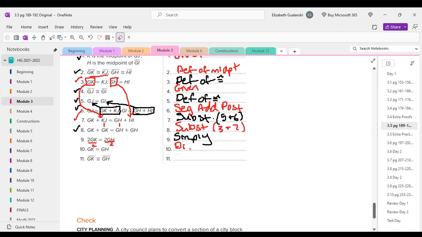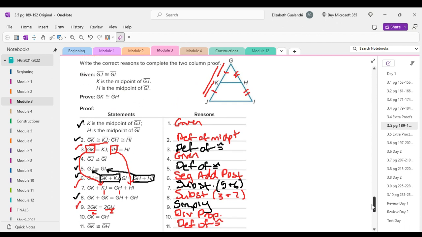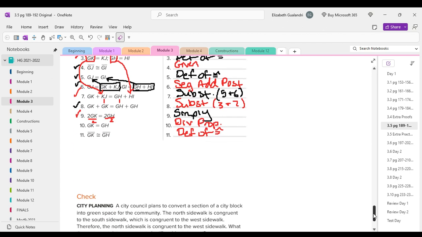So this is our division property. If all you write is division, it is wrong. It's a division property that states that I can divide both sides of an equation by the same thing and still have an equation. And that gets me pretty much to the end. So my definition of congruence takes me back to my congruent statement and takes us full circle on that proof. Okay, lots of stuff going on there.